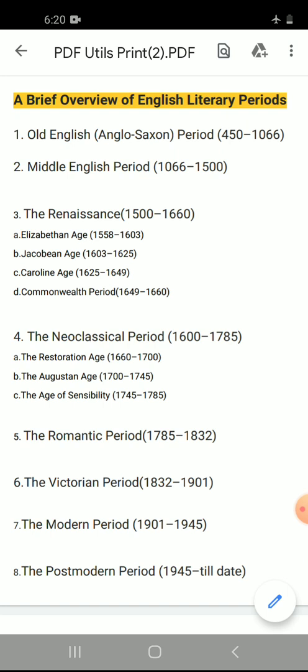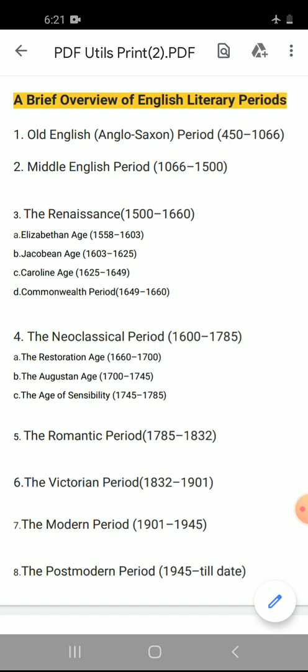Now, next period is the postmodern period, and that is from 1945 till date. The postmodern period begins about the time that World War II ended. Post-structuralist literary theory and criticism developed during this time. Some notable writers of the period include Samuel Beckett, Joseph Heller, Anthony Burgess, John Fowles, and Iain Banks. Many postmodern authors wrote during the modern period as well.